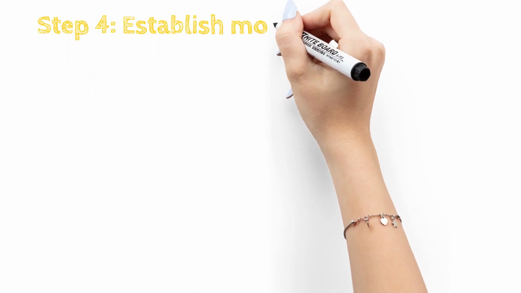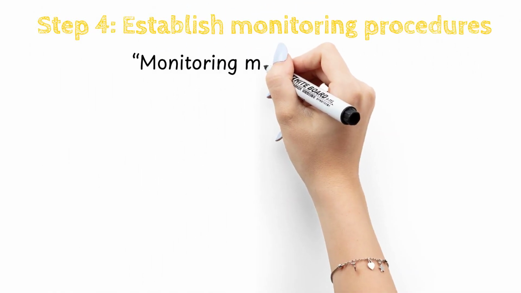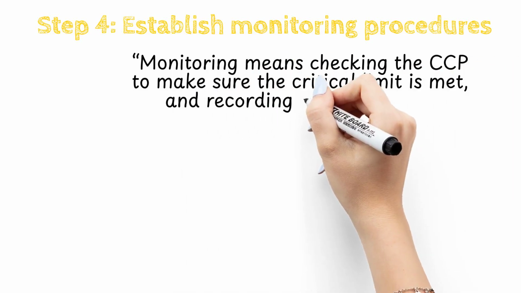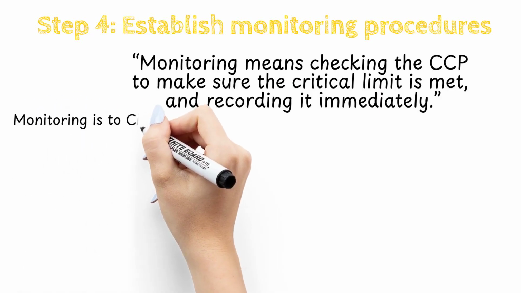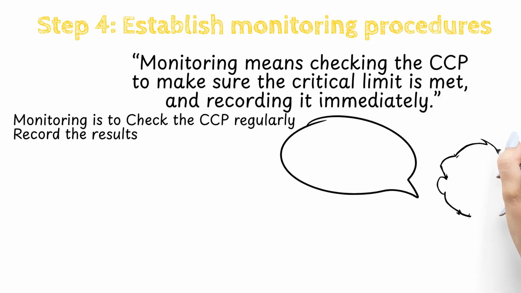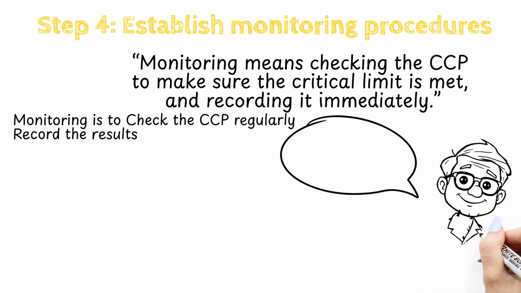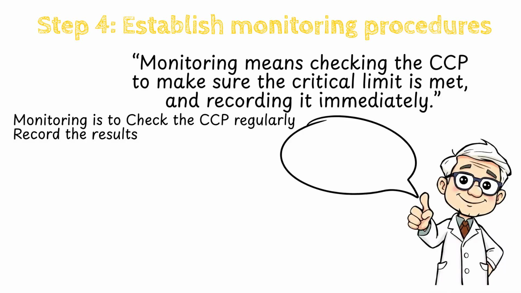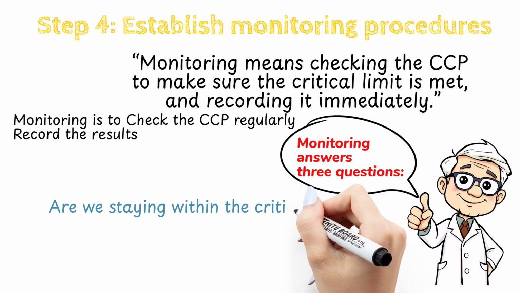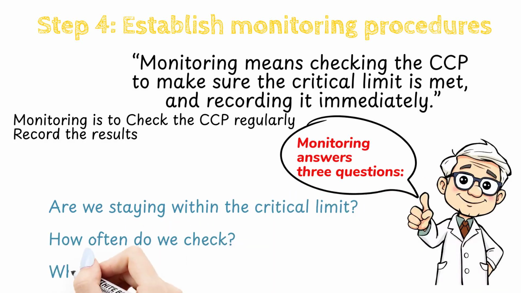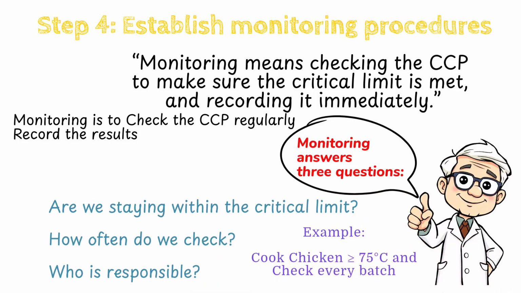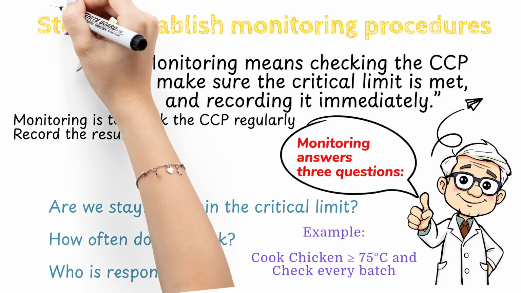Step 4. Establish monitoring procedures. Monitoring means checking the critical control points to make sure the critical limit is met and recording it immediately. Monitoring is checking the CCP regularly. Record the results. So monitoring answers 3 questions. Are we staying within the critical limit? How often do we check? Who is responsible? For example, cook chicken at 75 degrees Celsius. Check every batch.